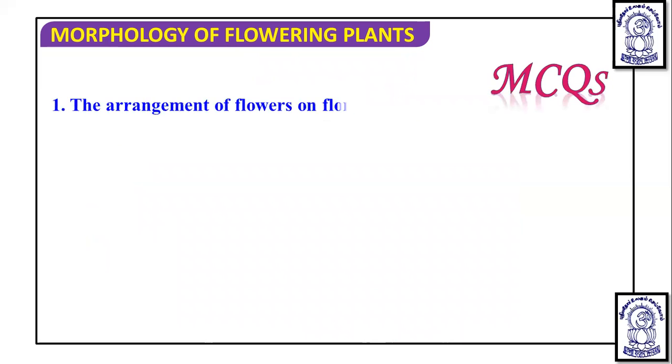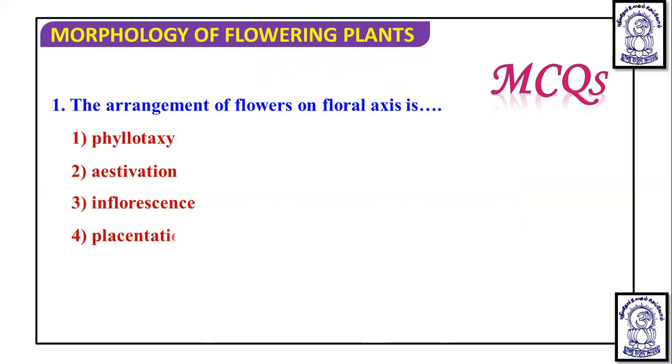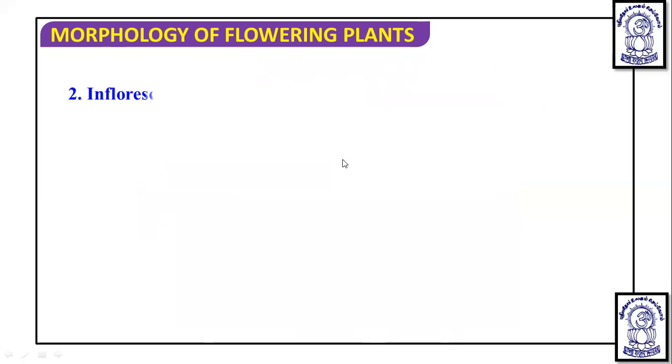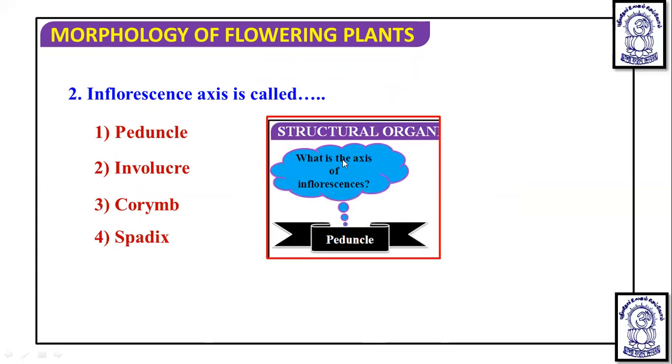So let's talk about some of the MCQs. The arrangement of flowers on the floral axis is known as inflorescence. That is the topic which we are studying now. Then the second question says the inflorescence axis is known as peduncle. Now somebody can ask, what is the difference between peduncle and pedicel? Peduncle is the inflorescence axis on which multiple flowers are arranged. But pedicel is the stalk of a flower, meaning at the end of the pedicel you will see just a single flower, but on a peduncle you can see multiple flowers.